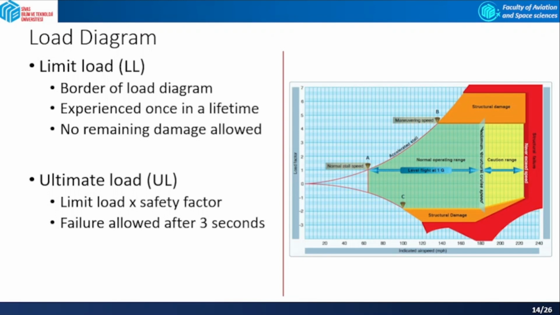The load diagram also prompts consideration of the definitions of limit load (LL) and ultimate load (UL). So typically, an aircraft operates near a load factor equal to 1. Okay, this line, load factor equal to 1. And its performance rarely approaches the limits of the flight envelope. So we said that the whole thing is called the flight envelope.